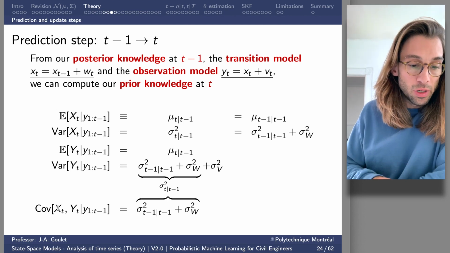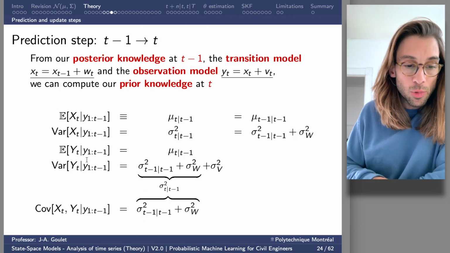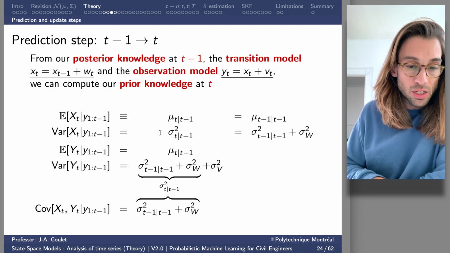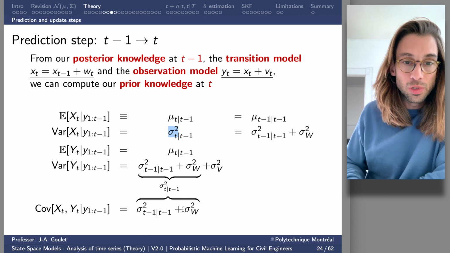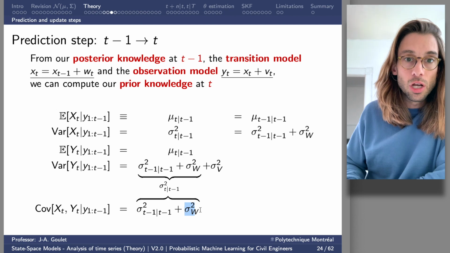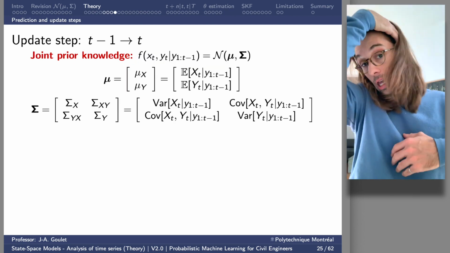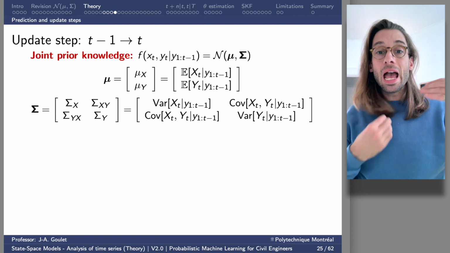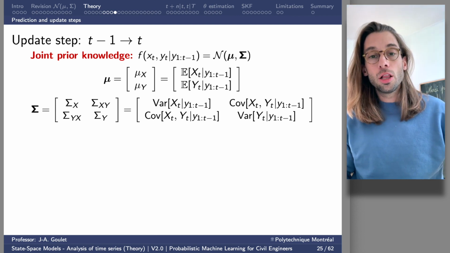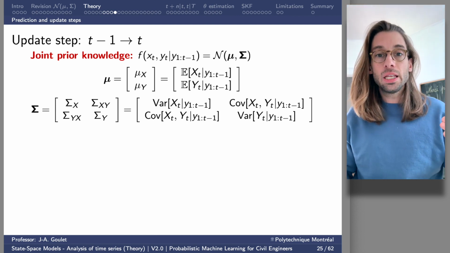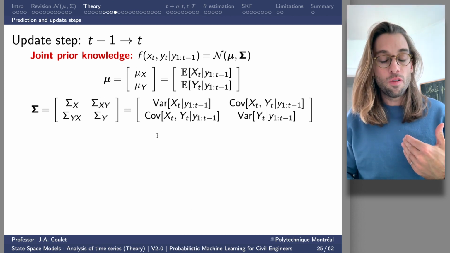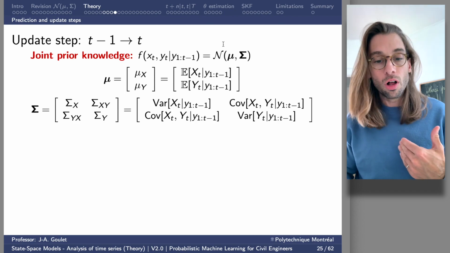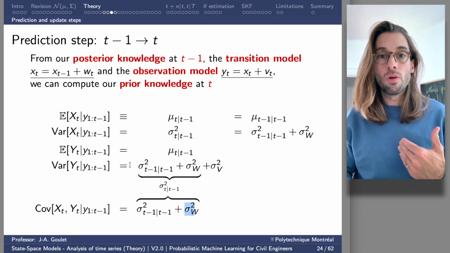Okay, and my covariance between x and y is going to be the term that is common to both the variance of y and the variance of x, that is sigma t given t minus 1. So the sum of these two terms here: prior variance for xt minus 1 and variance for my transition process. Okay, I can again build my joint knowledge for xt given all the data up to t minus 1, and yt given all the data up to t minus 1, by this expected vector and covariance matrix, where all the quantities involved here are the quantities we derived here.